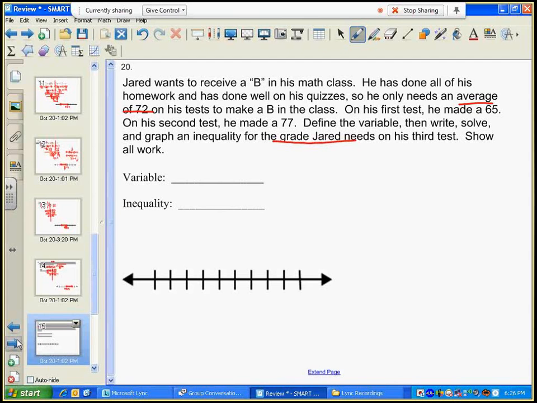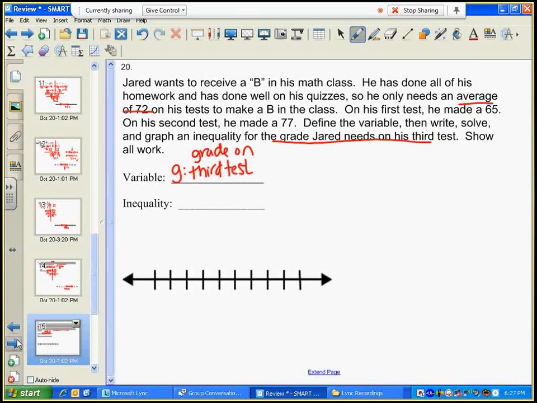What should we call it? Do I call it G? I'll call that the grade he needs to make, the grade on his third test. Okay. Now we're talking about an average, and he's taking 3 tests.